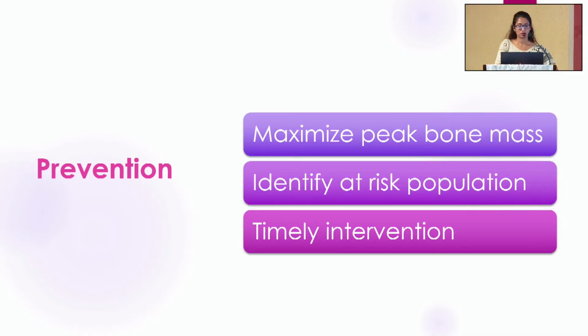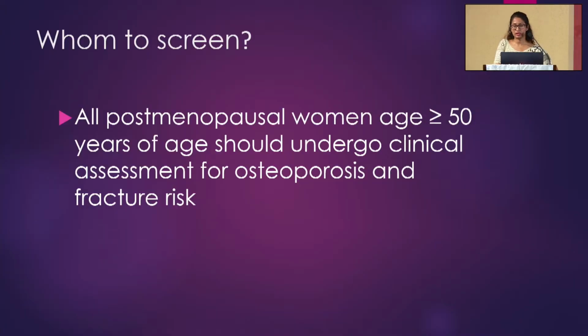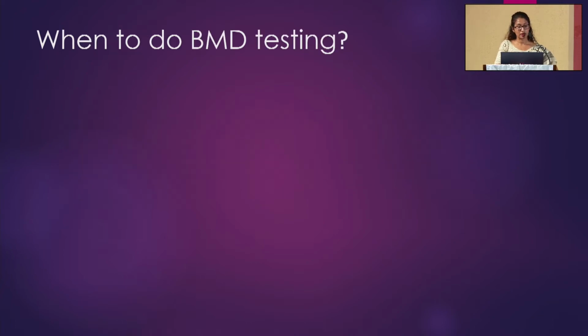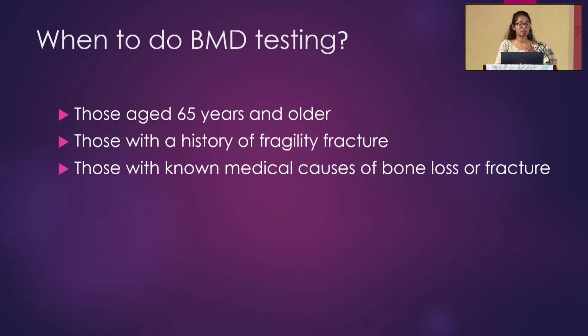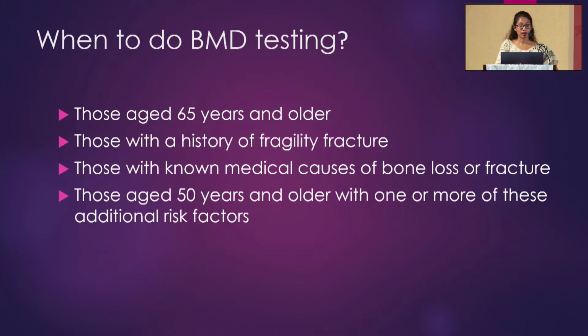So how do you prevent this? Prevention is with maximizing peak bone mass. That is mainly with treating the younger women with adequate nutrition and improving their peak bone mass, then identifying the at-risk population through screening, and then going for timely intervention. So whom to screen? Every postmenopausal woman over 50 years should get a clinical fracture risk assessment. And when to do BMD testing? Every postmenopausal woman more than 65 years should get BMD testing, and also women with fragility fractures and other features of secondary osteoporosis, and women aged more than 50 with additional risk factors such as parental hip fracture, diabetes, smoking, heavy alcohol use, and if they have radiographic osteopenia.